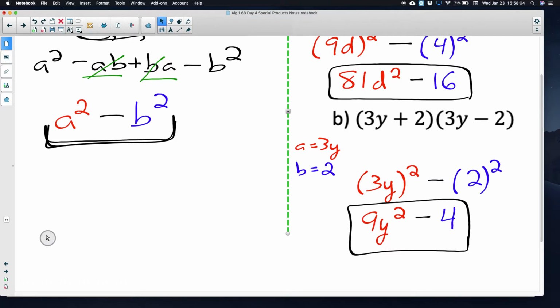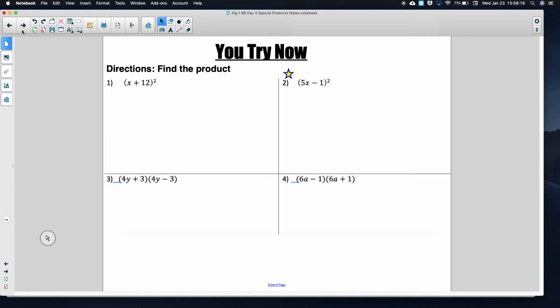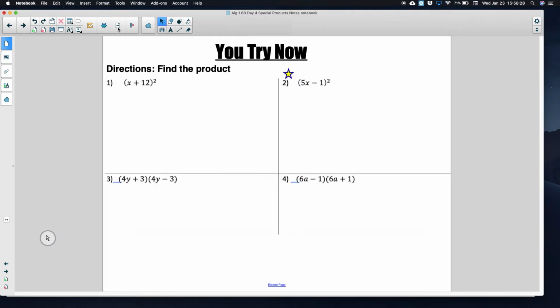Alright, so those are our 3 special products that we will be looking at in today's video. I know it can be a little bit confusing. Hopefully it started to click towards the end. I added at least one of each up here for you to try out, so make sure you get that done. I put a star near number 2 because I think that one might be a little bit different than in your notes. So just make sure you're doing the right ones.